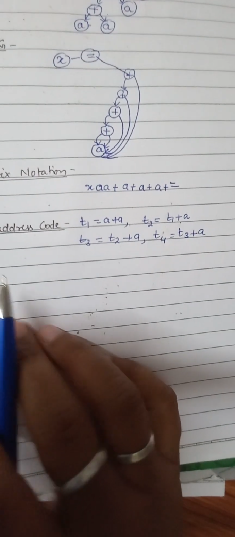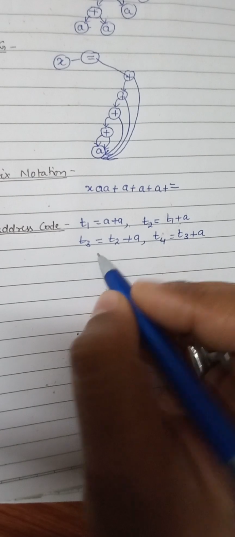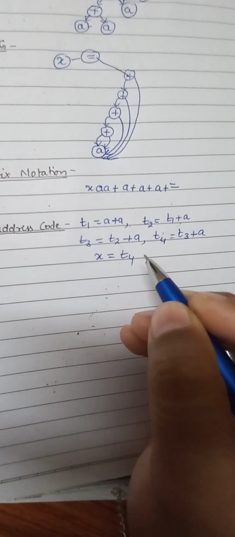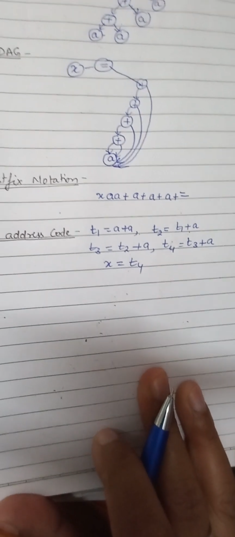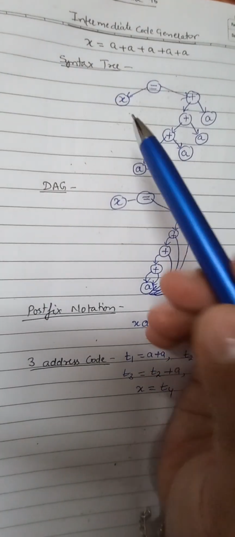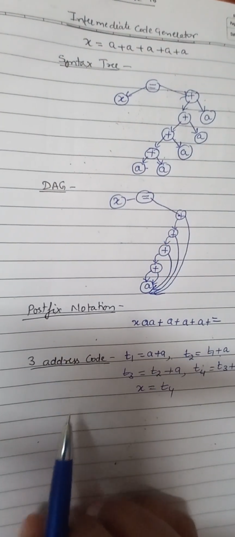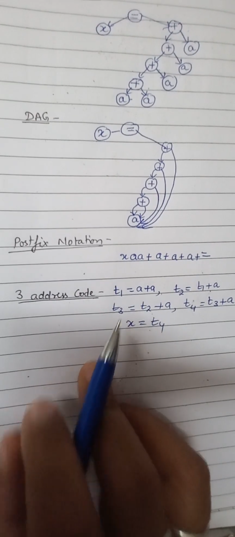Now the next is, we need to assign all this to x. So we will write x is equal to what? The last one, that is t4. So this is all the representation of intermediate code generated in the form of syntax tree, in the form of DAG, in the form of postfix notation, and in the form of 3 address code.